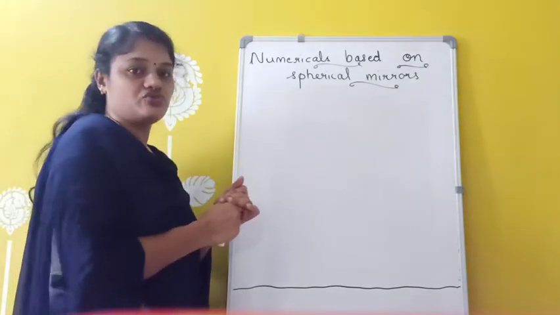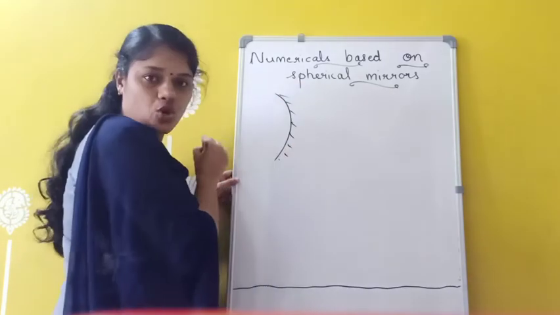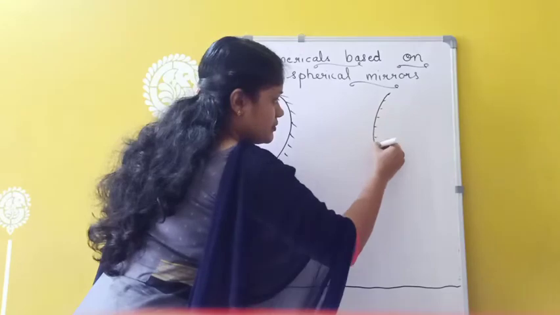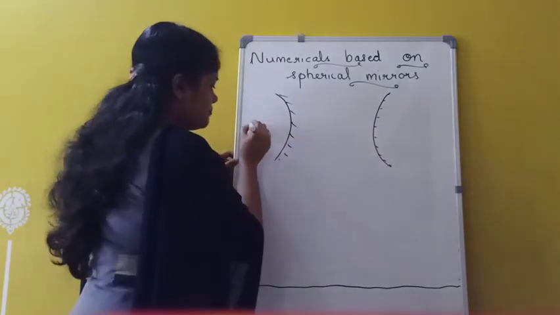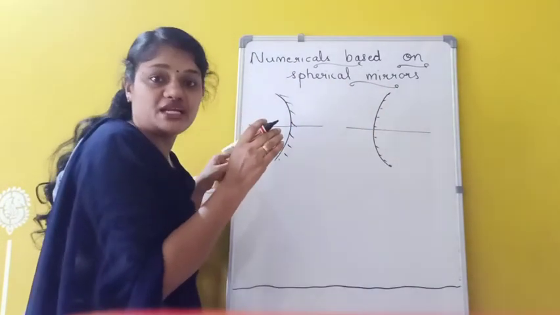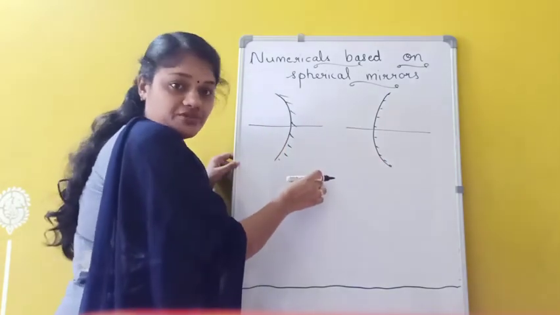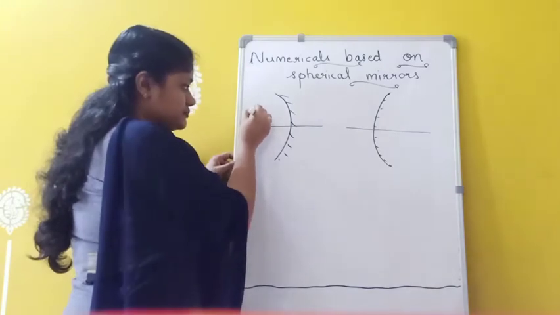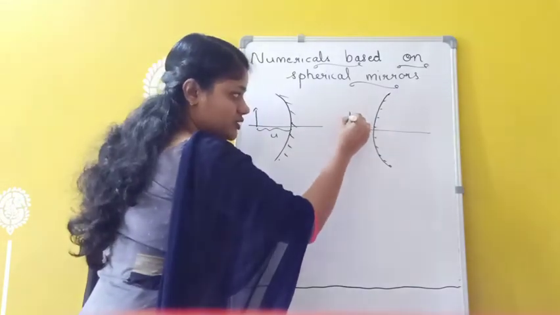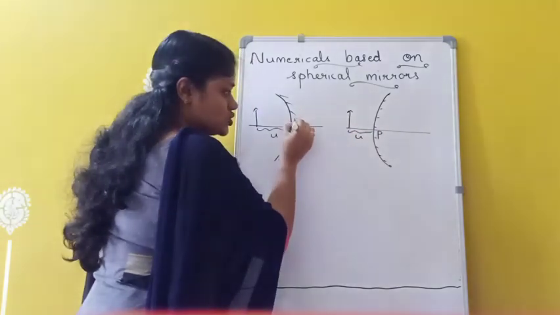Okay. So first of all, this is a concave mirror, and this is a convex mirror. And the object, we are always keeping on the left hand side. So in the case of concave or convex mirror, we are keeping the object only on the left hand side. So here is the object, and this much distance is taken as u, object distance. Similarly here also, this much is the object distance u. This is the pole, we know pole, and this also is the pole.